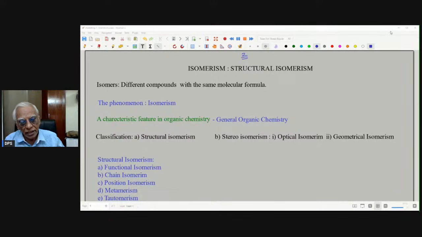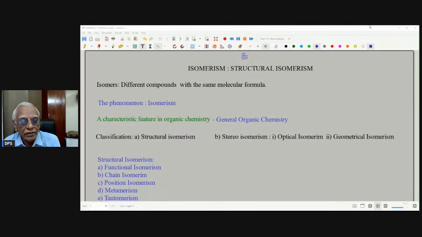Now, today it's a specimen class. We are going to learn a very important chapter in organic chemistry, namely general organic chemistry. The entire general organic chemistry is very important. And in that, we are going to learn a part of general organic chemistry, namely isomerism.